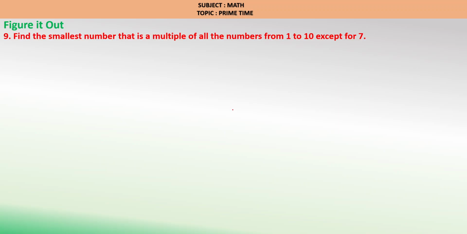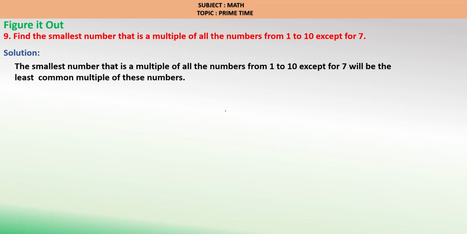Let us see question number 9. Find the smallest number that is a multiple of all the numbers from 1 to 10 except for 7. The smallest number that is a multiple of all the numbers from 1 to 10 except 7 will be the least common multiple of these numbers, LCM.